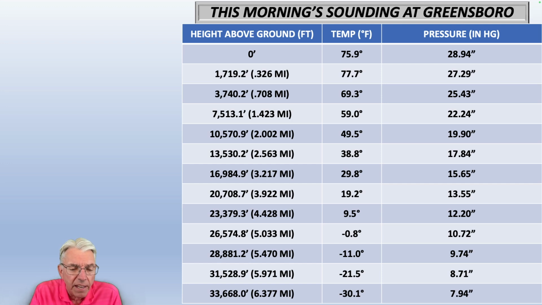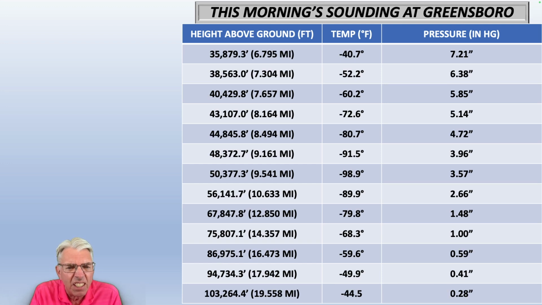Now, let's go on ahead and take a look at the second set of numbers here. So notice that the temperature continues to go down, and by the time we get to 50,377.3 feet, or about 9.5 miles, the temperature has dropped to minus 98.9 Fahrenheit. That is cold, and the pressure at that altitude is 3.57 inches of mercury. So again, you're used to seeing it around 30, okay?